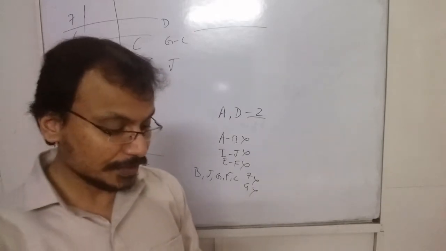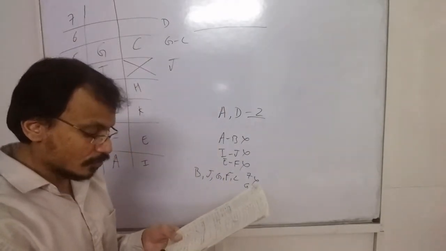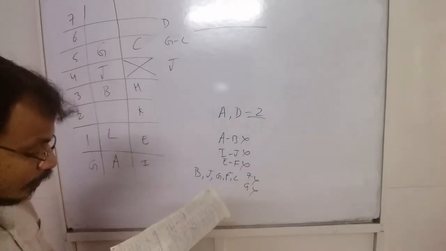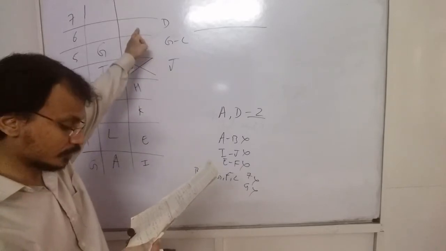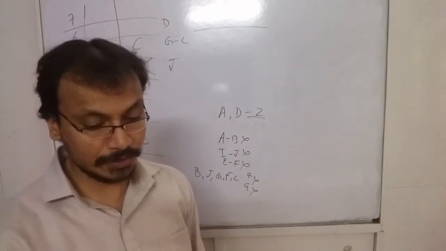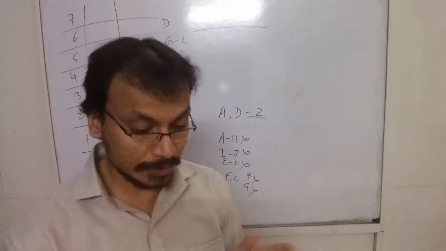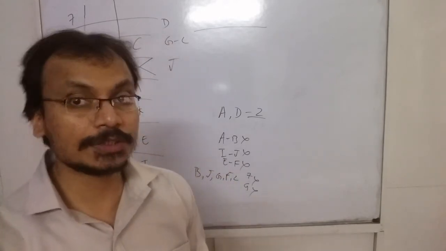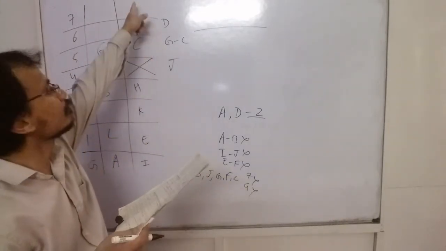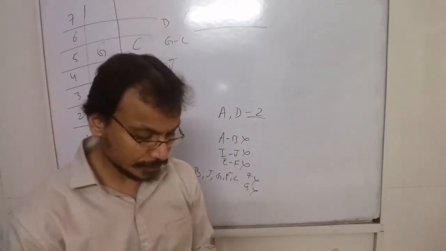Question number 5. If D occupies flat 6 on RHS, then which of the following can be concluded? If D occupies this particular flat, which of them can be concluded? Statement 1 says D occupies flat number 7 on RHS. This is true, but we cannot conclude this particular statement with the help of this information, because it is already given in the question that he occupies 2 adjacent flats. If D occupies here, definitely D is going to occupy this particular flat also, so it is already given. So this is not my answer.